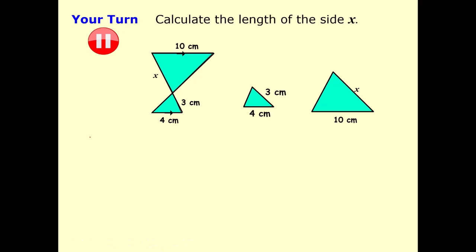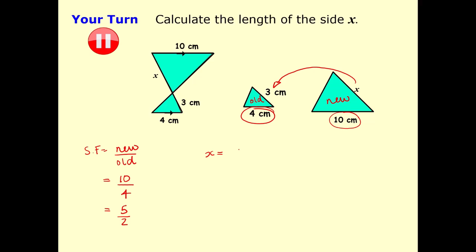Okay, as always, let's identify that x is on our new shape, which makes the smaller one our old shape. Scale factor equals new over old, and our corresponding sides are 10 over 4, and we can simplify that down to 5 over 2. We now have our scale factor, so we can calculate x. Our corresponding side to x is 3. So we're going to multiply 3 by our scale factor, and that is equal to 7.5.